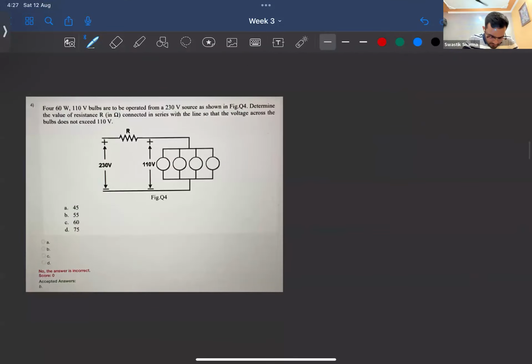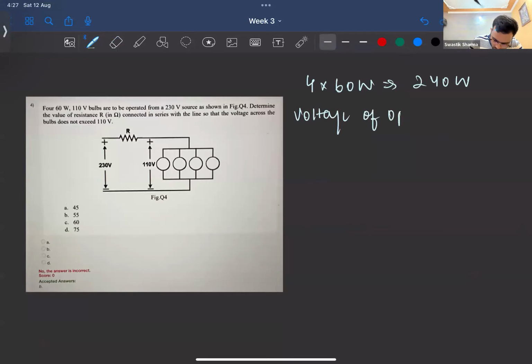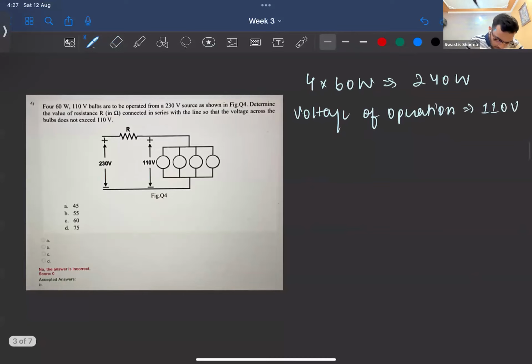So there's this question, since no one is saying, so we'll get to it. There are 460 watt, 110 volt, but so 460 watt, right? So the total voltage comes out to be 240 volt. They're designed to handle voltage 110 volts. So can we find the resistance from this?